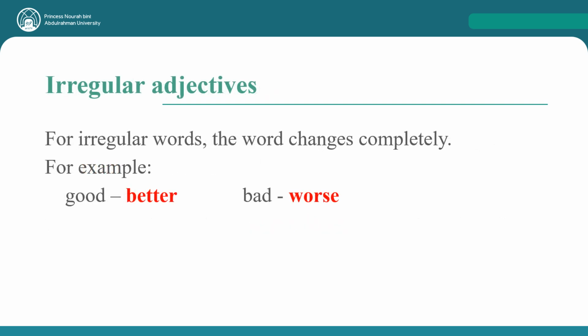Irregular adjectives, our whole word changes. So for example, good becomes better. That was a good movie. Or you could say, this movie is better than that movie when you're comparing two movies. And if you say bad, it becomes worse. So this movie is bad, but that movie was even worse.